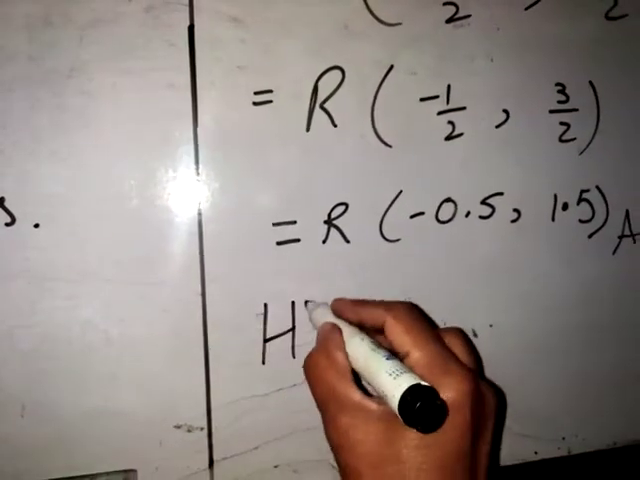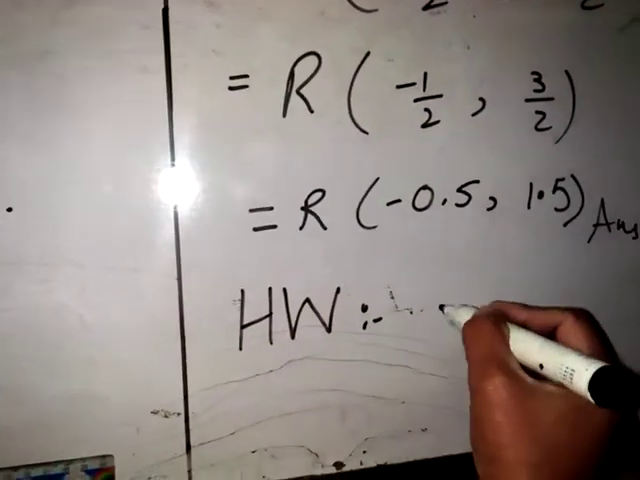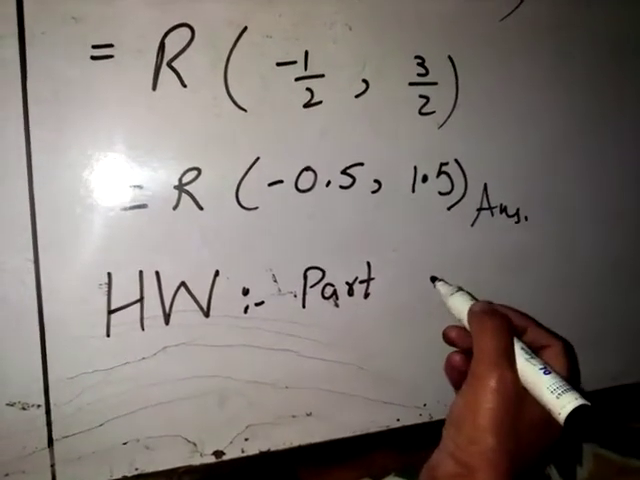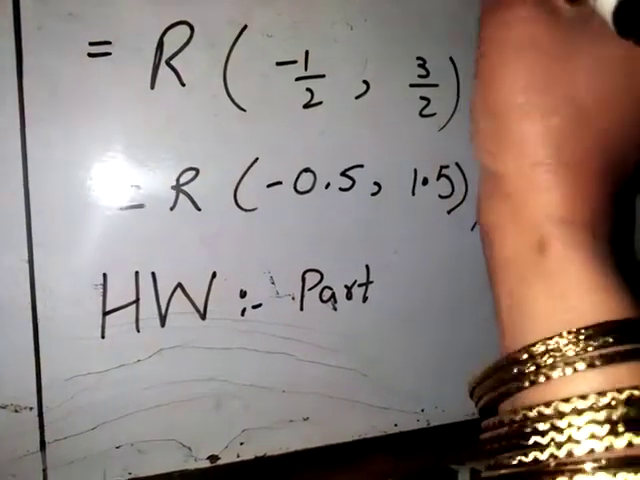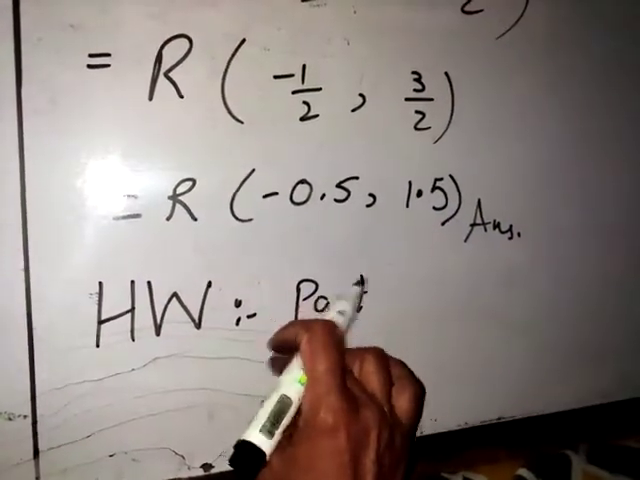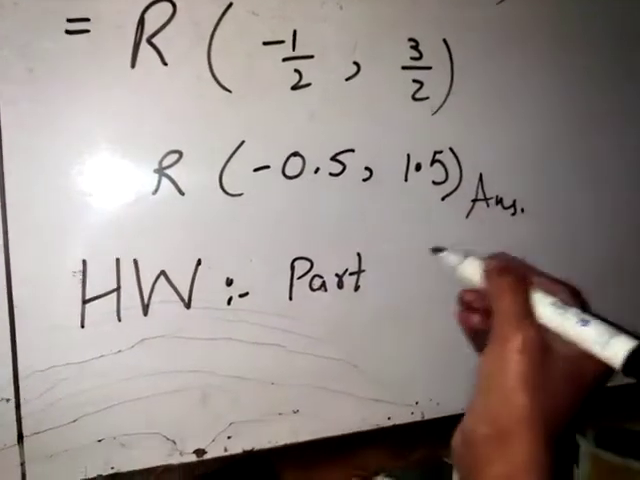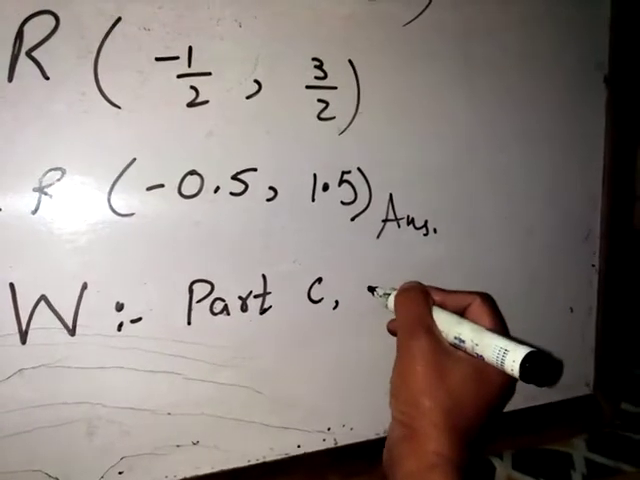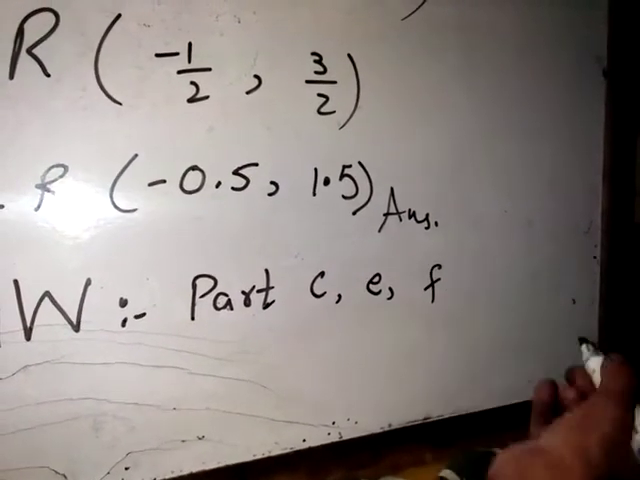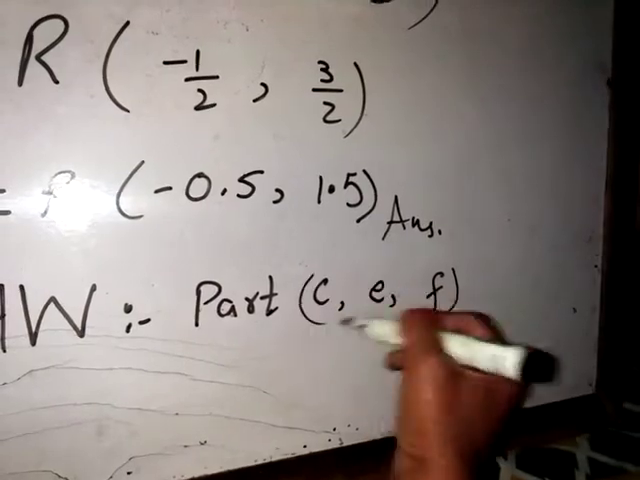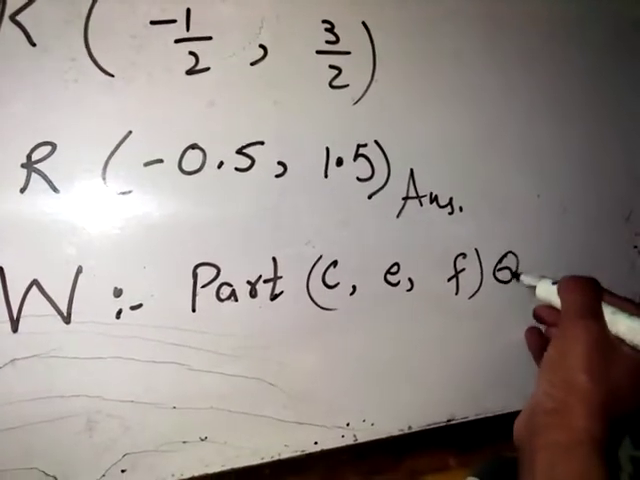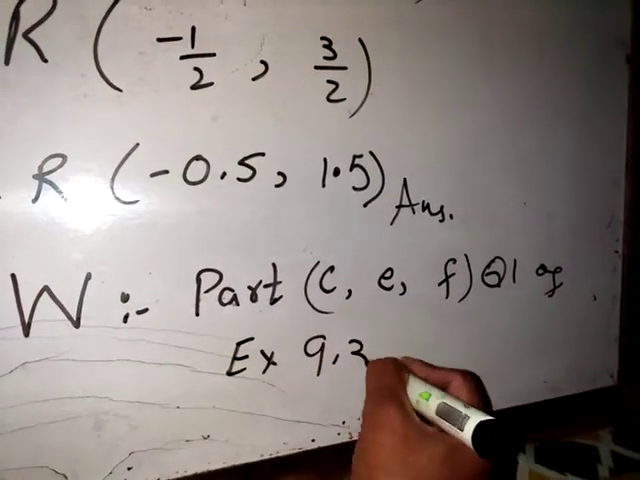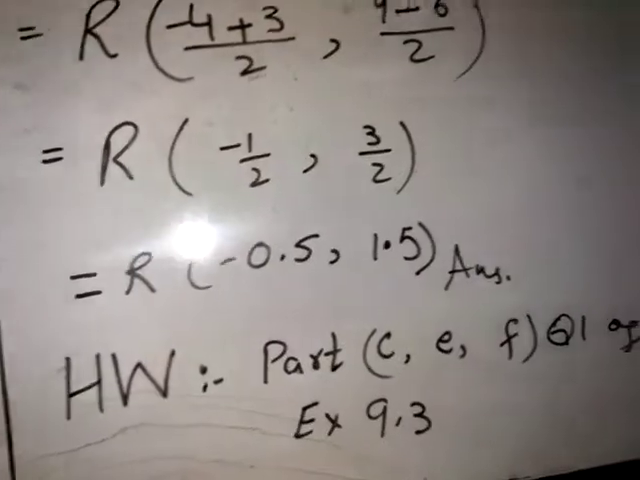Now homework will be parts A, B and D solved. We solved these parts in classwork, and now the remaining parts are C, E and F. They are your homework. Question number 1 of exercise 9.3. This is your homework.